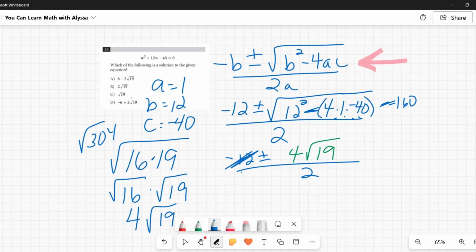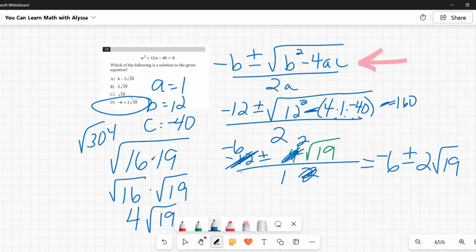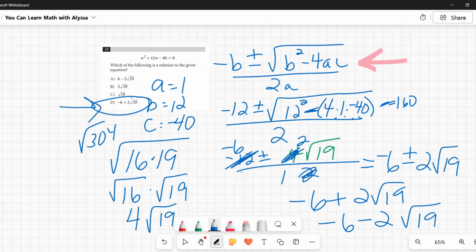If I take 2 out, I divide negative 12 by 2, I get negative 6. If I divide 4 by 2, I get 2. Divide 2 by 2, I get 1. So that is going to be negative 6 plus or minus 2 square root of 19. And that is D, because it said, which of the following is a solution? And that plus or minus means it could be negative 6 plus 2 square root of 19 or negative 6 minus 2 square root of 19. And that's D. None of the others apply.